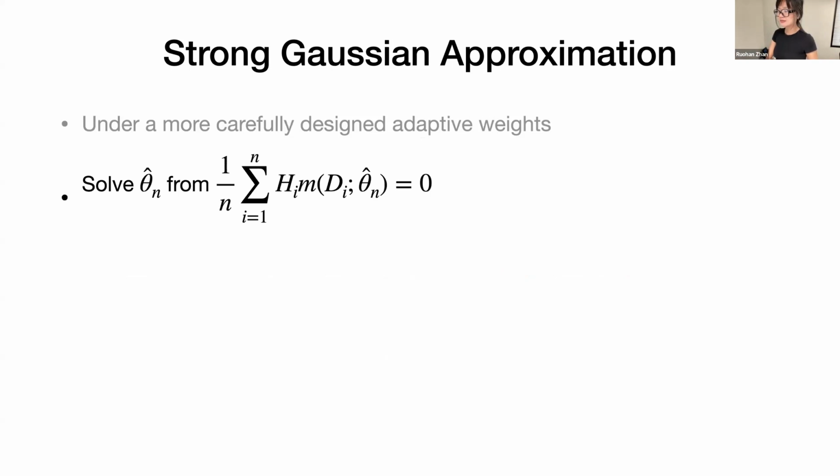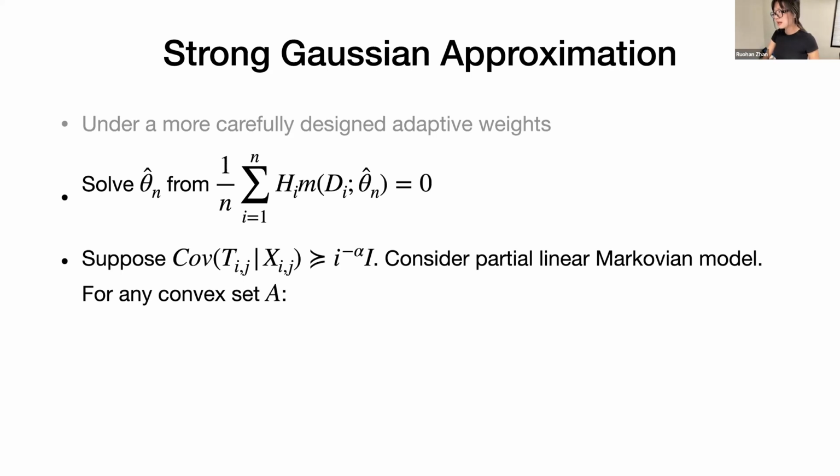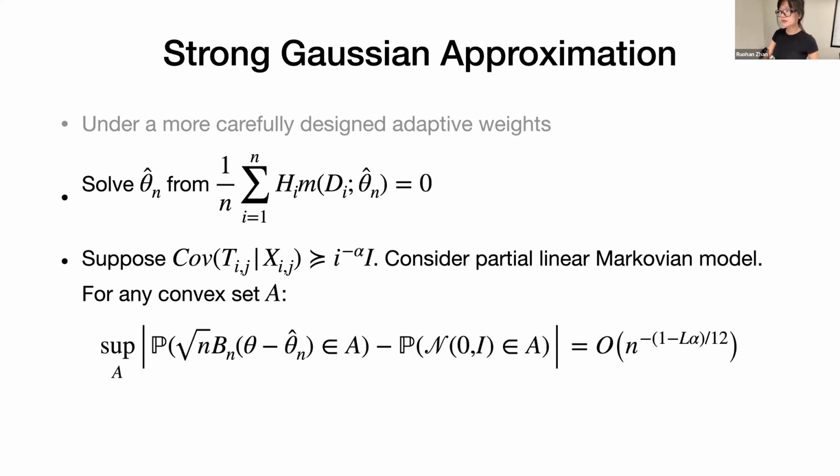But to be able to achieve this result, we need a more delicately designed weight. I omit the details here, but feel free to check our paper. We have a very detailed description of how to construct those weights. Again, suppose that we have the overlap condition and consider the partial linear Markovian model. Then for any convex set A, we have this Berry-Esseen bound.